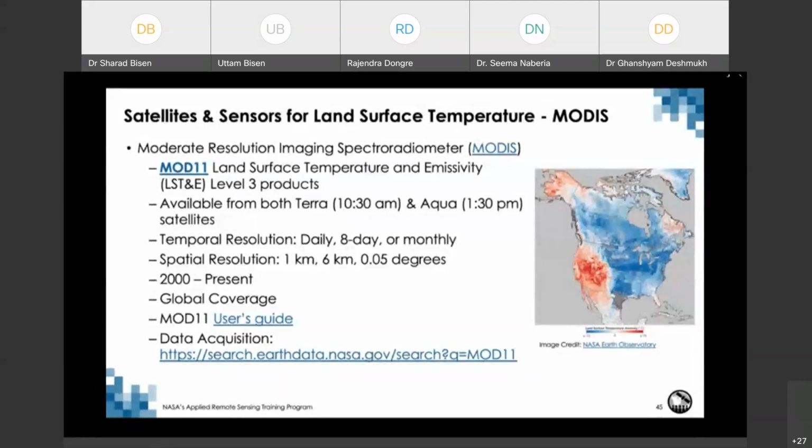The spatial resolution varies from 1 kilometer, 6 kilometers, and 0.05 degrees. Products from Terra are available from 2000 to the present, and those from Aqua platform from 2002 to the present. Below are links provided for the MOD11 User's Guide to learn more about how the algorithms and the products were developed, as well as a link to the NASA Earth Data Search to explore the data sets and download the data.